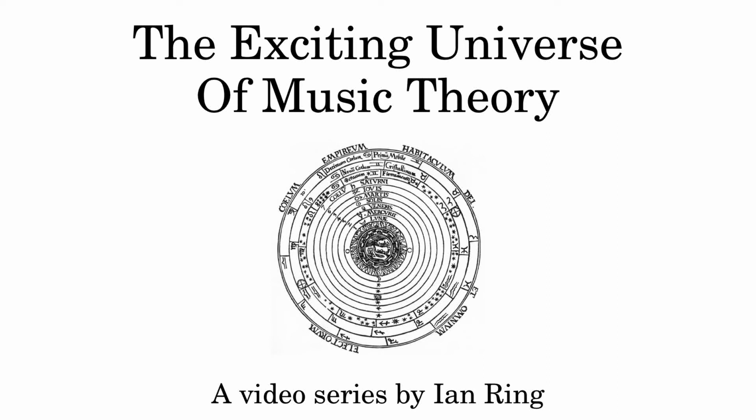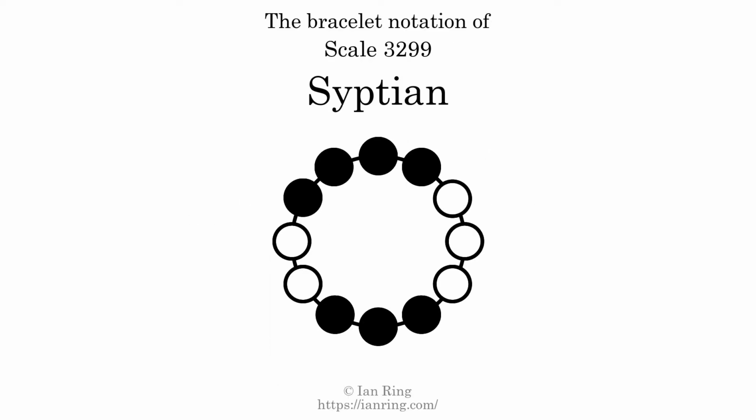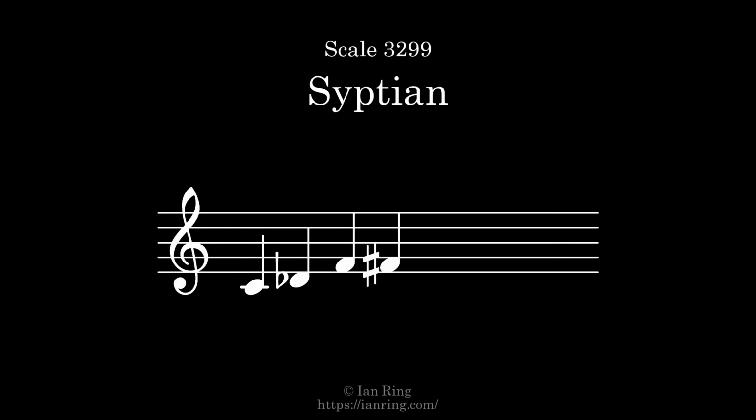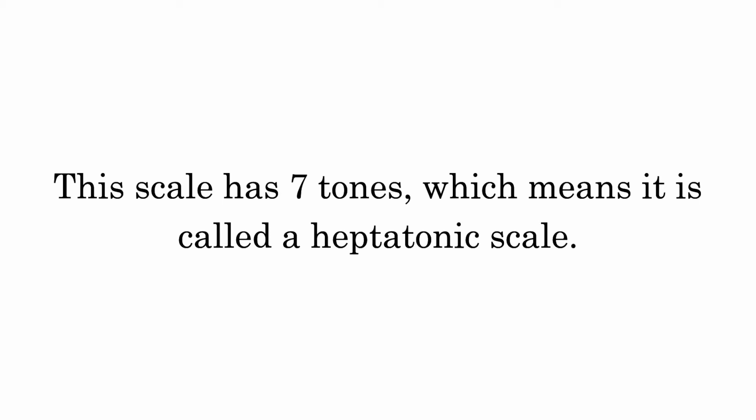Welcome to the exciting universe of music theory. Are you ready to learn? Then let's begin. Today we will talk about scale 3299, Egyptian, which sounds like this. This scale has 7 tones, which means it is called a heptatonic scale.